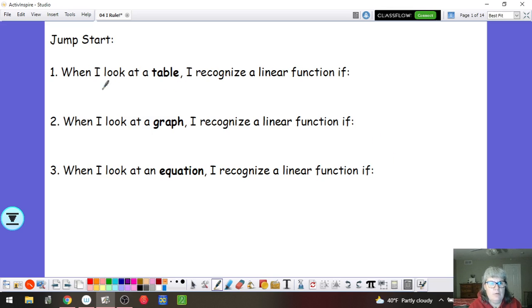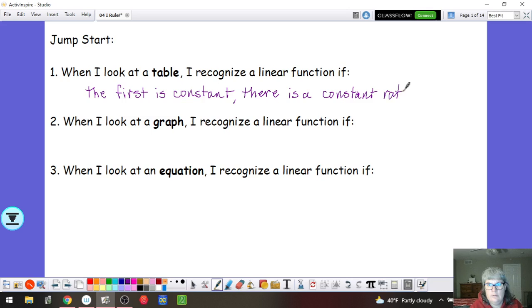When it comes to the table, what you should be recognizing is that the first difference is constant. Or as some students say, there is a constant rate of change. On a graph, you should recognize a linear function if the graph is a line.